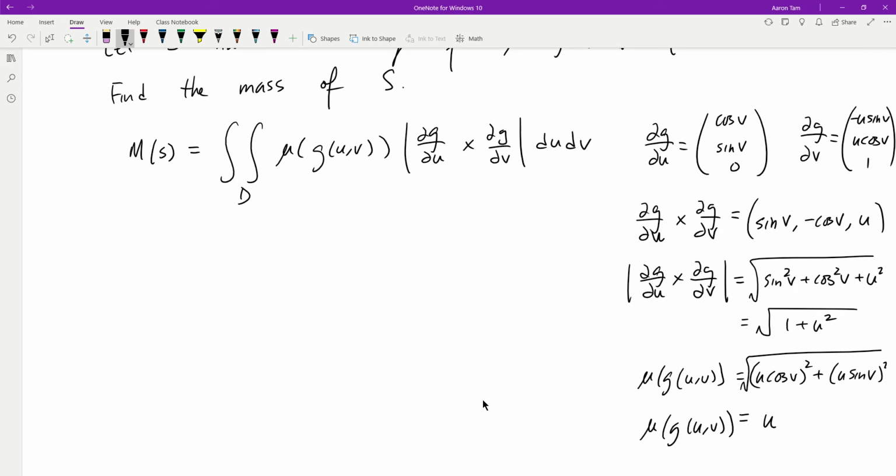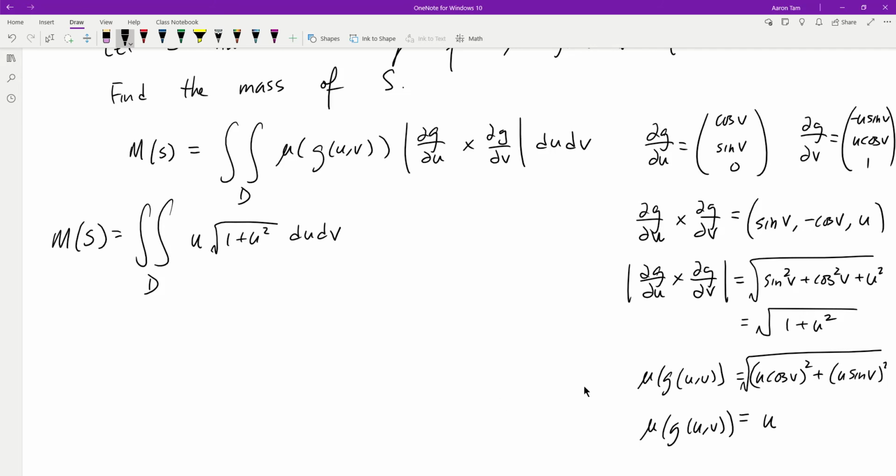So now we have everything. Now I'm ready to go ahead and form my integral. So the mass of this surface S is equal to the integral over D of the density g of uv, which is u, multiplied by the cross product length, which is the square root of 1 plus u squared, and then du dv. So it seems to me that that is the integral that we try to calculate.